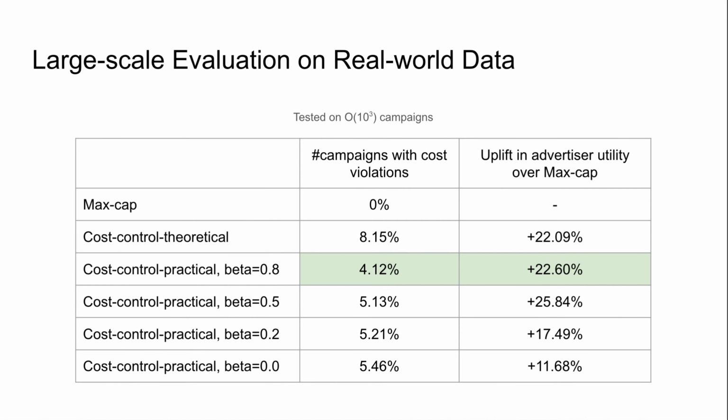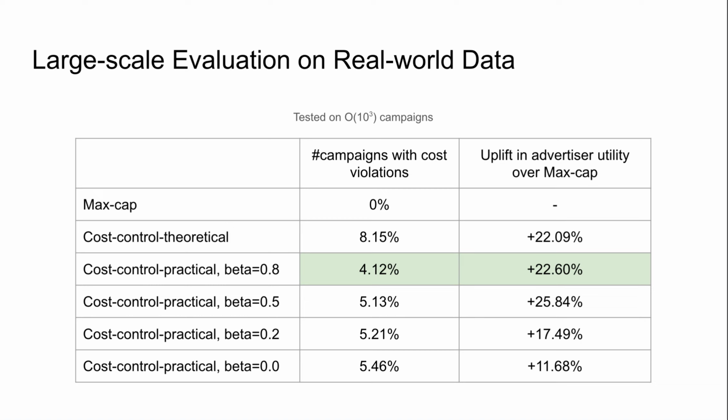Next, we test the algorithms on large scale real world data, that is, real world user requests and real world campaigns. The number of campaigns is in the order of thousands. As before, we compare the same three variants. In addition, we compare cost control practical with four different values of beta: 0.8, 0.5, 0.2, and 0.0. As a measure of cost control, we report the number of campaigns with cost violations. Additionally, we report the uplift in the advertiser utility over max cap, which is treated as the baseline.